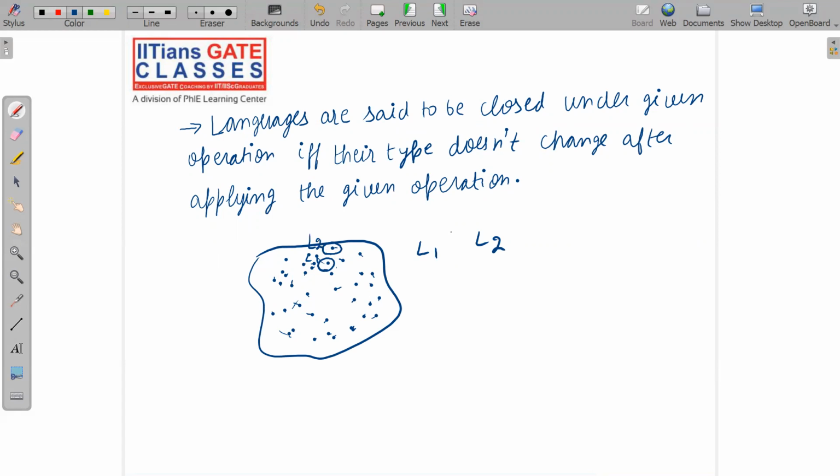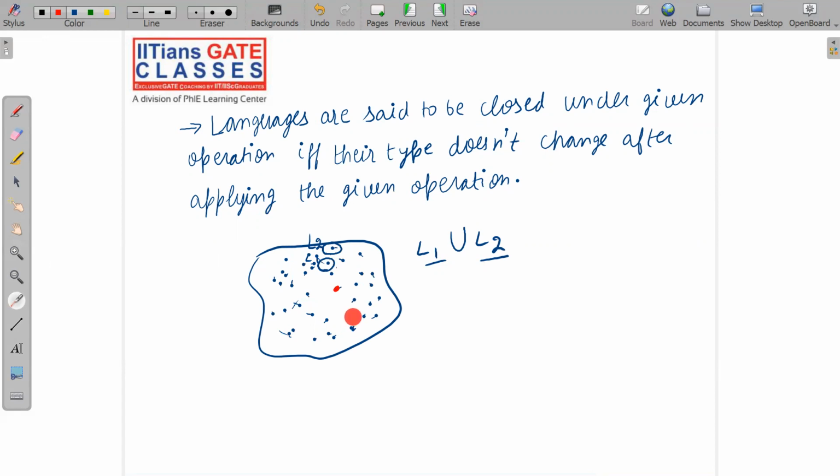So now when I do the union operation, is it guaranteed that I will remain in this set only? Or you can say the union of these two languages will generate a new language. Say this is the new language which is generated, and this language is in this set only, right? So what does this mean?